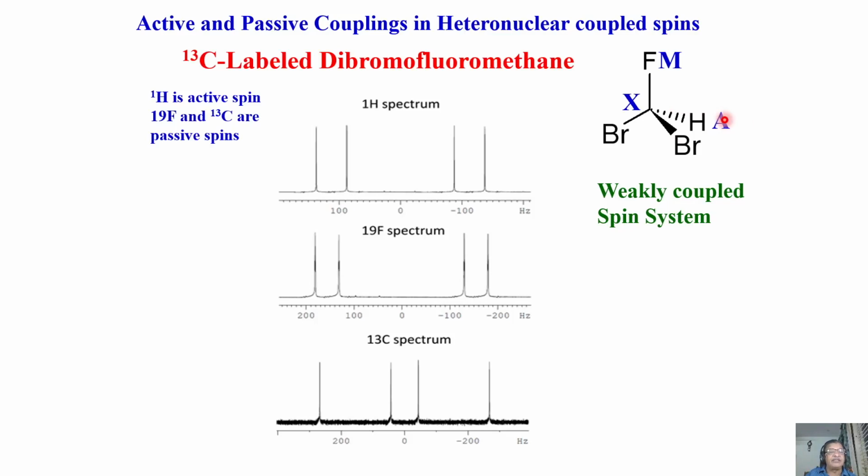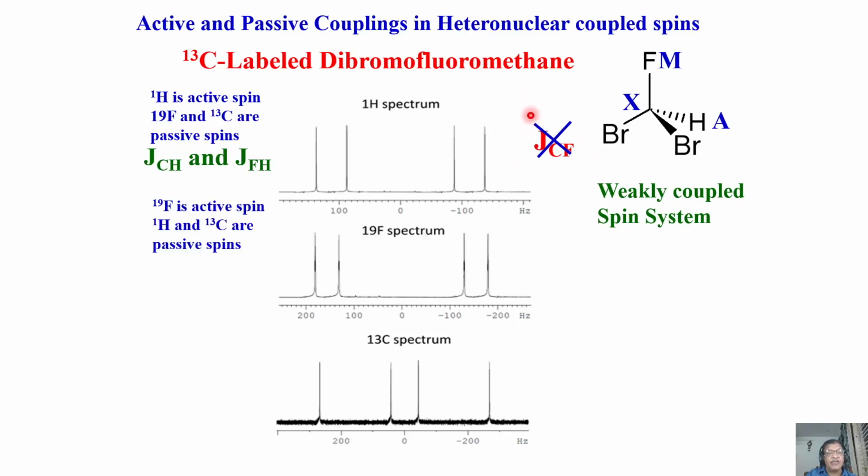See, proton is active, 19F and carbon-13 are passive spins. I get JCH and JFH in the proton spectrum. JCF I don't see at all. I cannot extract it from the proton spectrum because this is the coupling between passive spins. I do not see it.